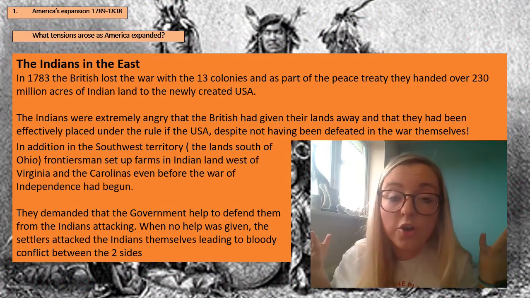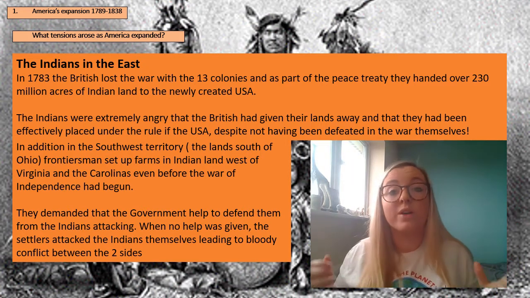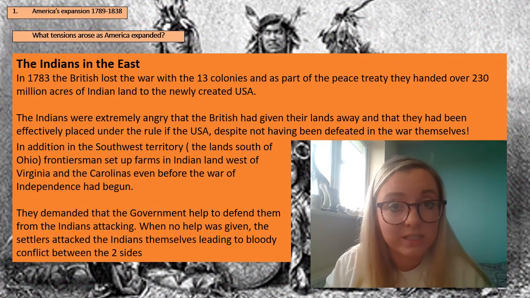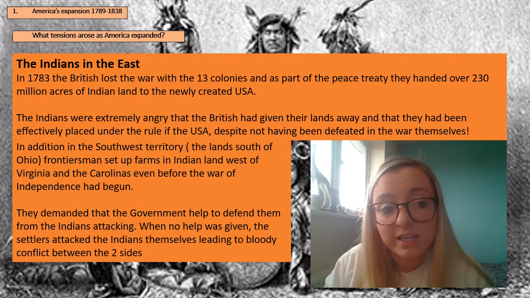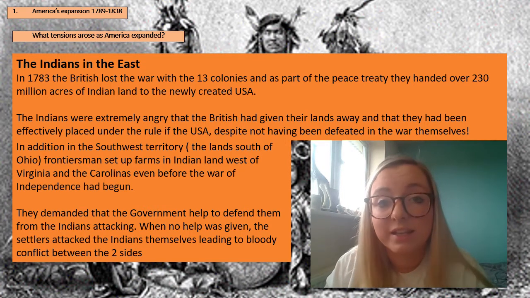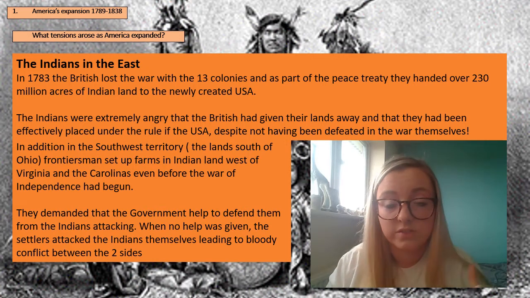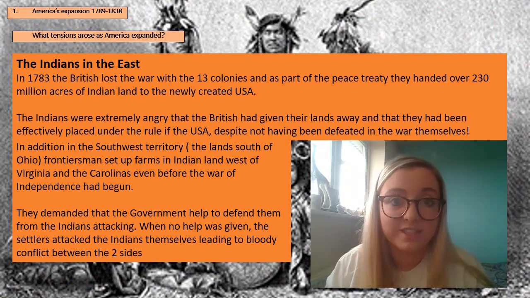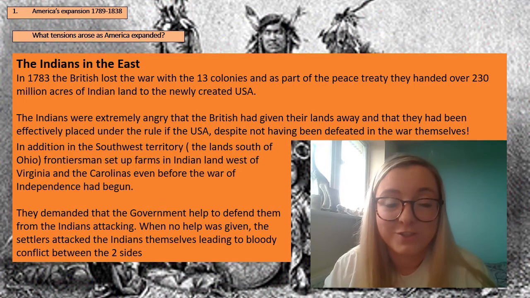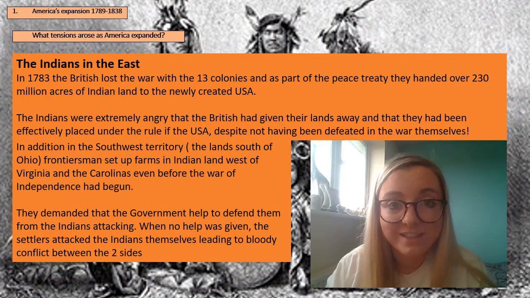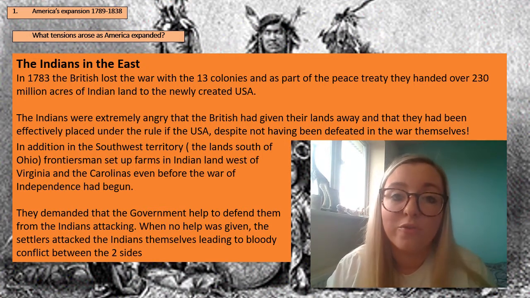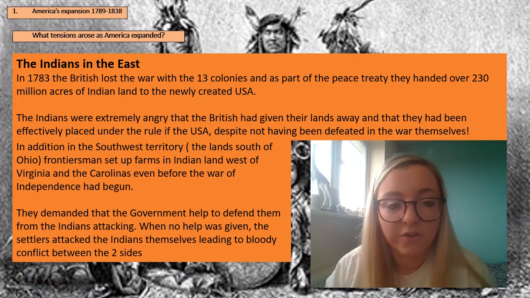So what tensions arose as America expanded? Well, tensions arose in the east between the Indians and the white Americans, and that is because in 1783, when the British lost the war for the 13 colonies, as part of the peace treaty, they gave over 230 million acres of Indian land to this new America. This Indian land obviously had nothing to do with the new Americans, and it actually placed lots of Indian tribes under the control of the US government through no fault of their own.